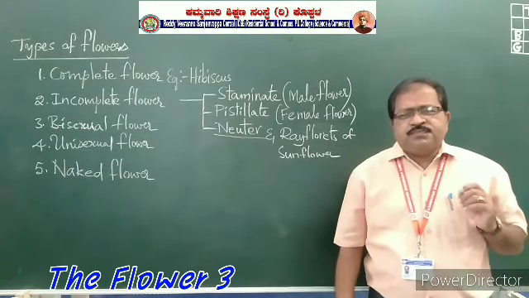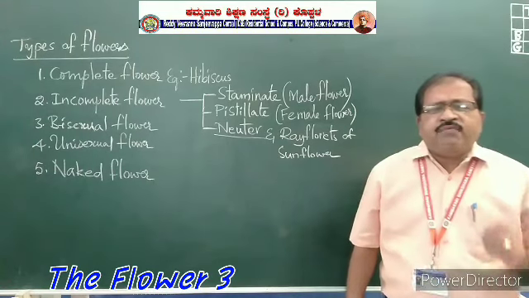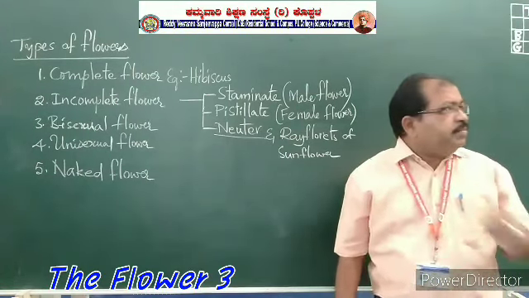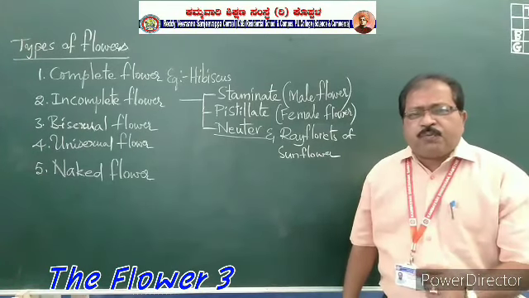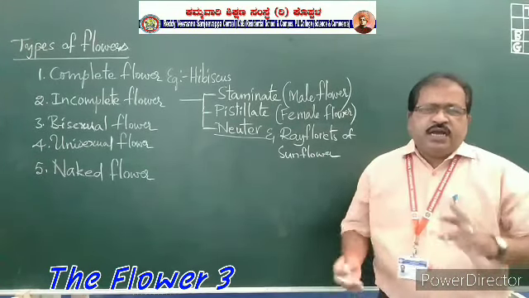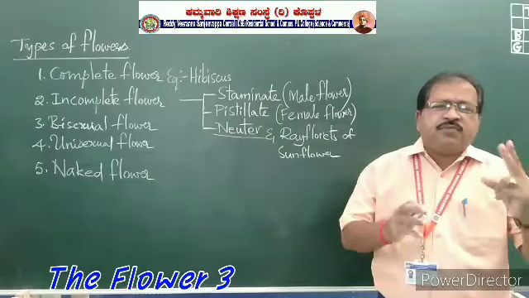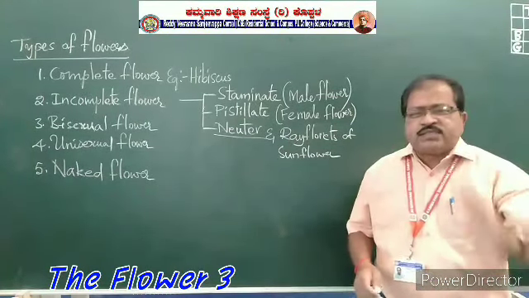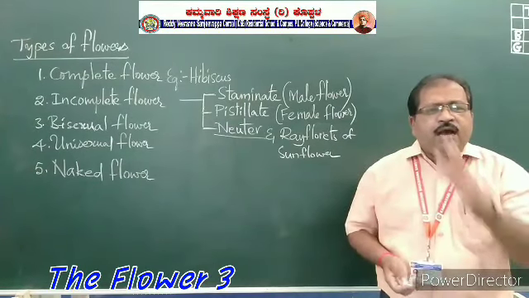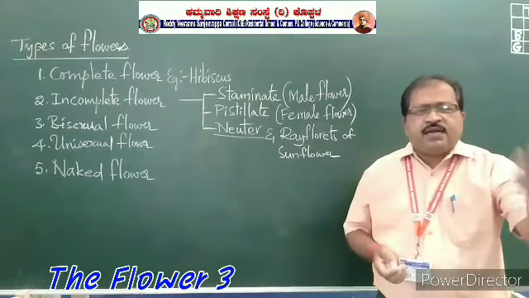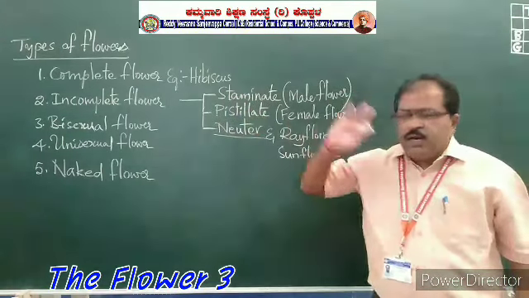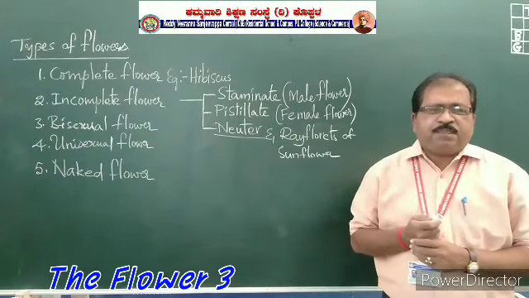In these flowers, the flowers have either male reproductive parts, that means stamens, or female reproductive parts, that means pistils. Any one sexual part will be present in the flower. That is called unisexual flowers. Papaya and mango come under the category of unisexual flowers. Petunia is an example for a bisexual flower.